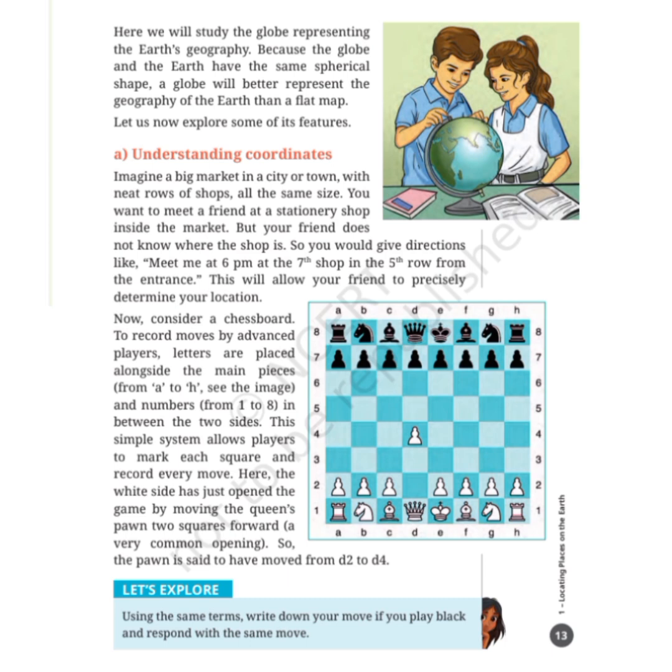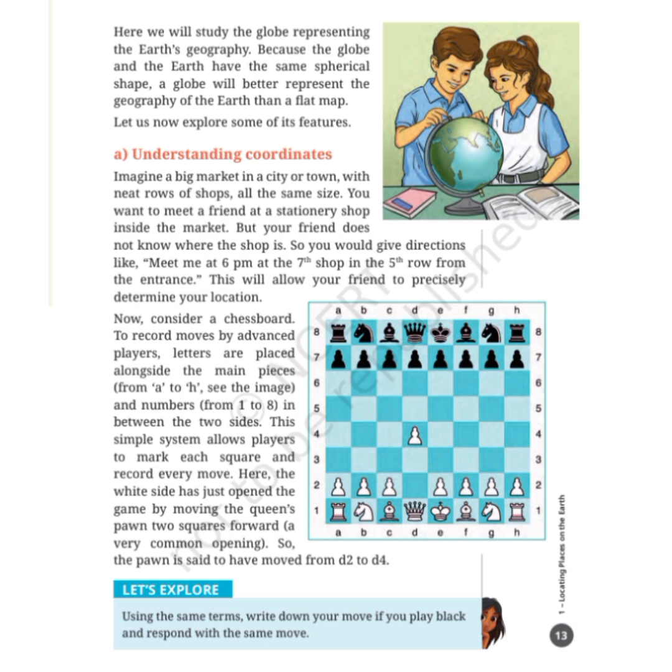Now consider a chessboard. To record moves by advanced players, letters are placed alongside the main pieces, from A to H, see the image, and numbers, from 1 to 8, in between the two sides. This simple system allows players to mark each square and record every move. Here, the white side has just opened the game by moving the queen's pawn 2 squares forward, a very common opening. So, the pawn is said to have moved from D2 to D4.